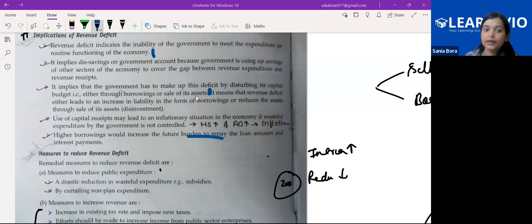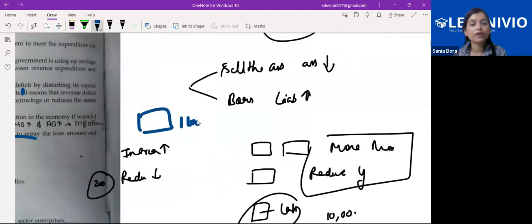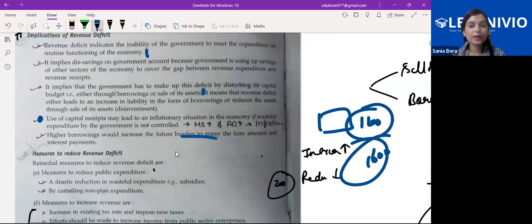Clear? Now the fourth one says that capital receipt, if you use the capital receipt, it may lead to an inflationary situation in the economy. As I told you, government has a deficit, so government will increase the price. If government keeps on spending a lot, the deficit will be more. For example, the bill was 1,200. If after that you keep on ordering food materials, now the bill is 1,600 rupees. So if government does not stop spending, then automatically they will increase the price of the product, and it will lead to an inflationary situation. Clear?